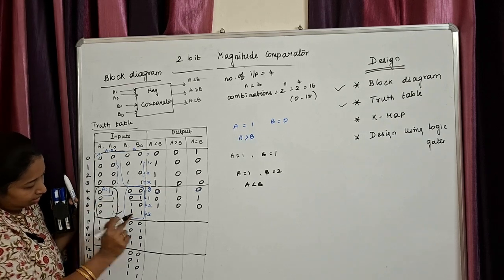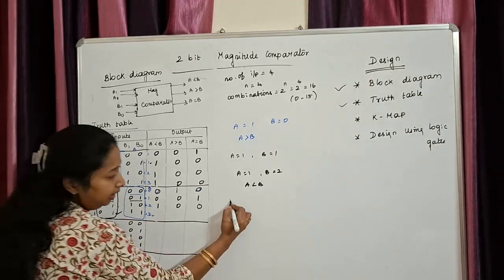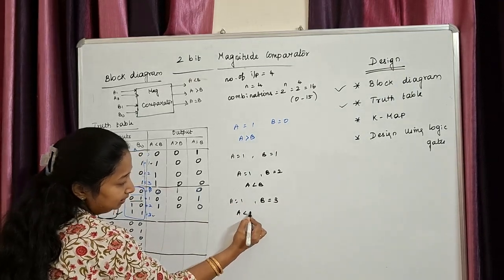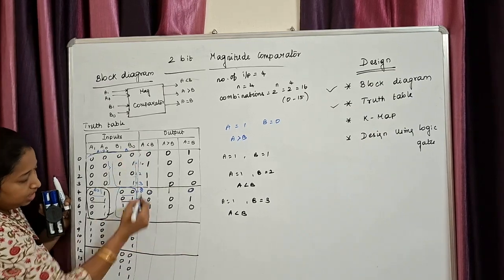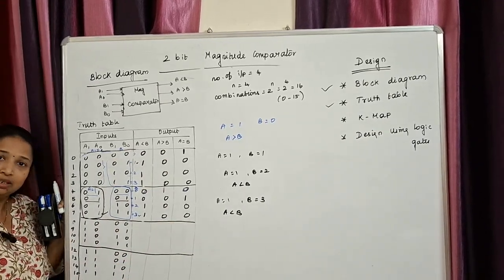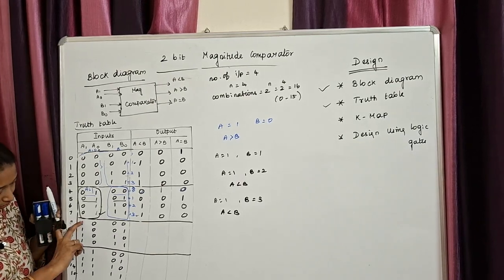Is it clear? For this particular combination, here A is 1 and B is 3. What does it mean? It means A is less than B. So wherever A is less than B, you'll put a 1 and for the other conditions, you'll mention it as 0.